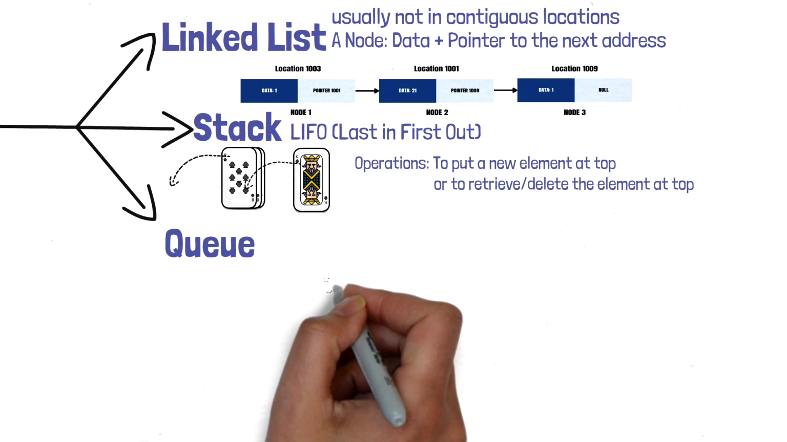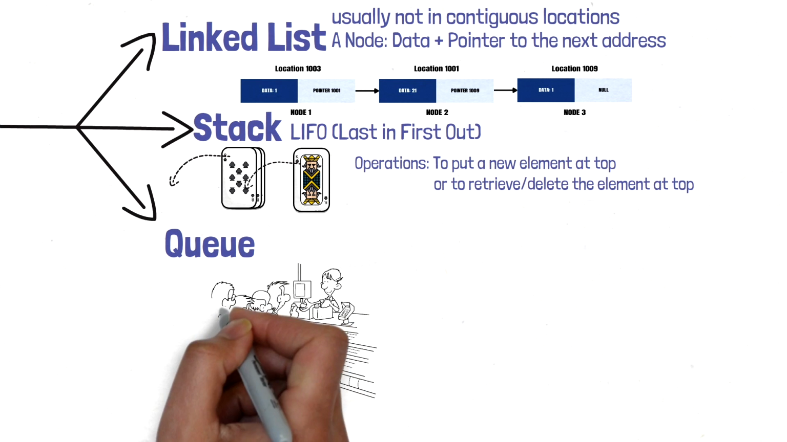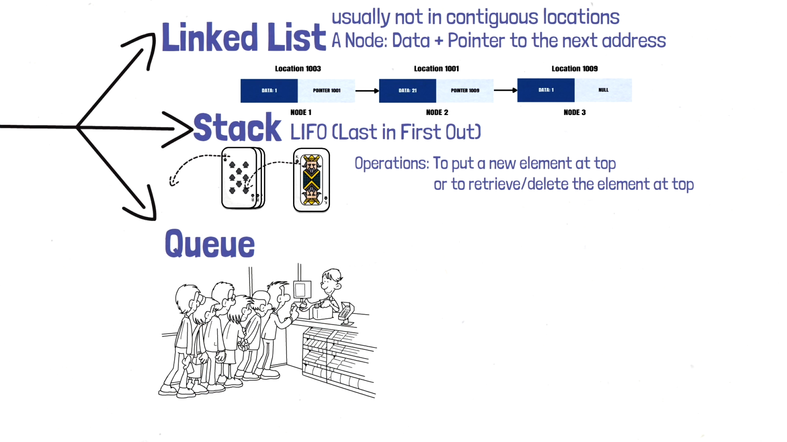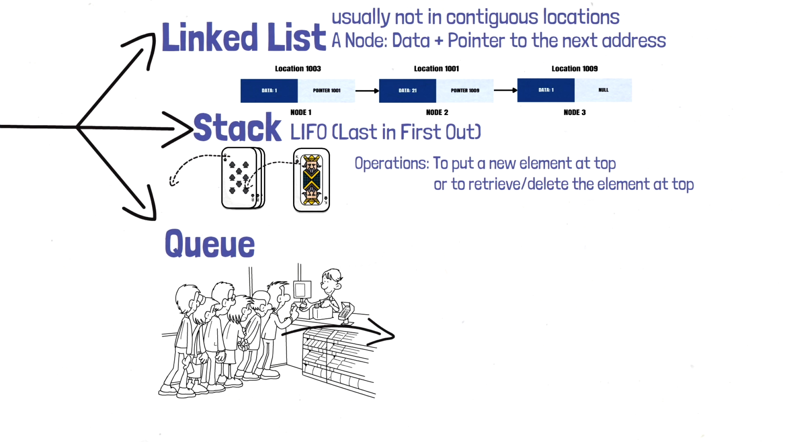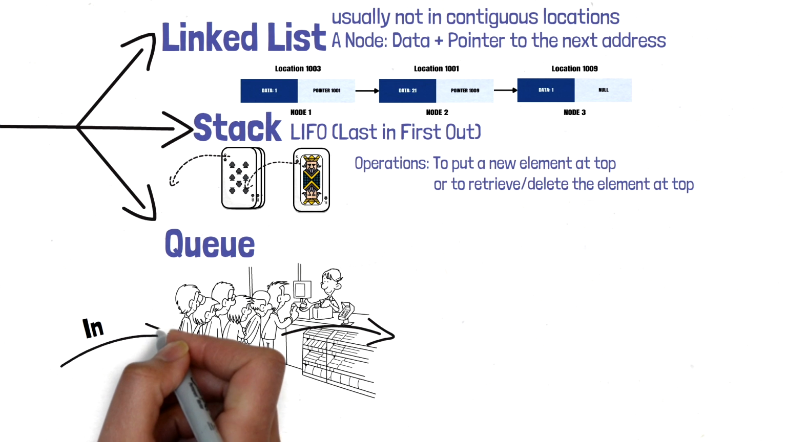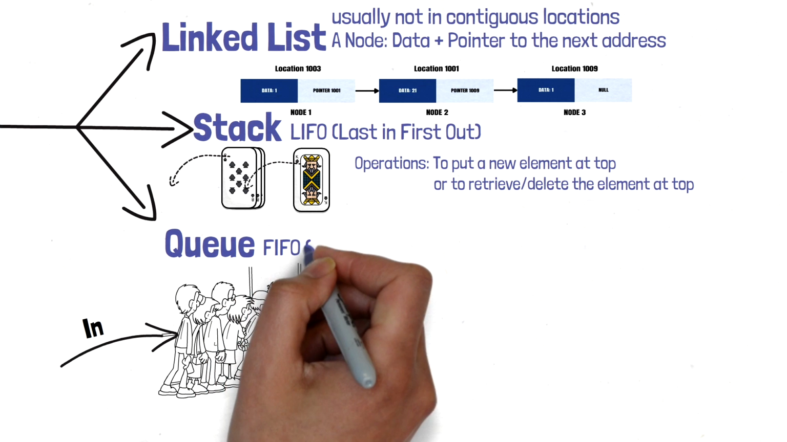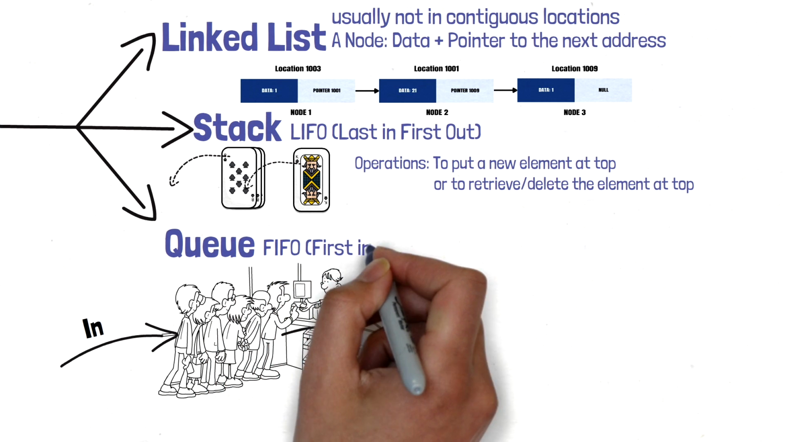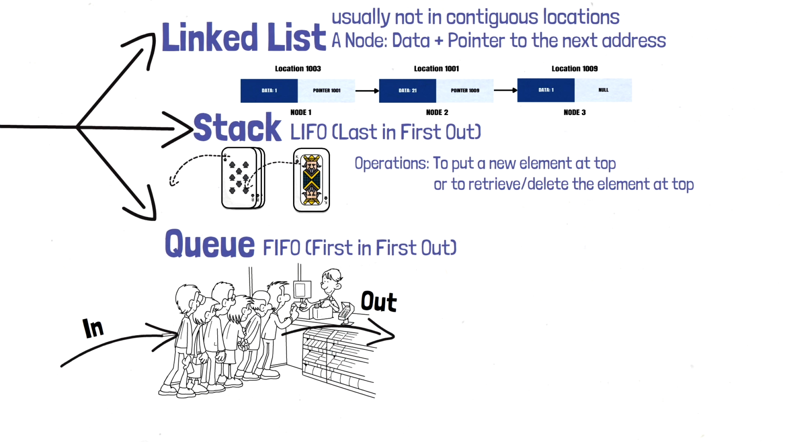But for queue, you can just imagine that you're queuing up for lunch at the dining hall. So if you're the first one to enter the queue, you'll also be the first one to enjoy your lunch. The queue data structure is just like this, and we call this feature FIFO, which means first in, first out.